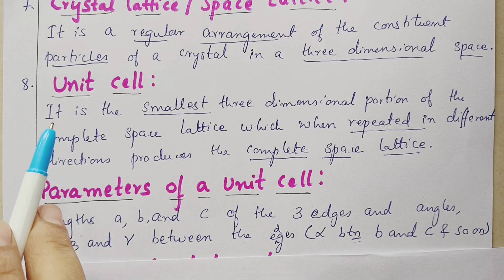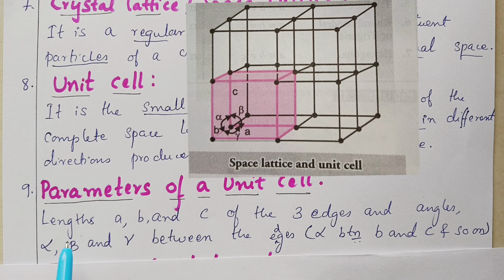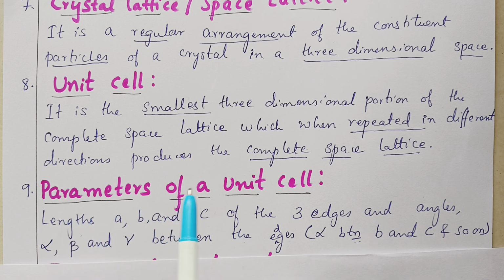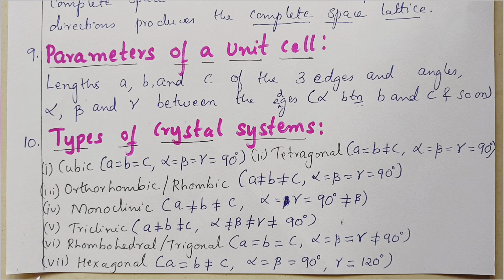What are the parameters of this unit cell? The lengths A, B and C of the three edges and the angles alpha, beta and gamma between these edges. That means, for example, alpha is the angle between edges B and C and so on. So these are the important parameters of a unit cell. Depending upon these unit cell parameters, we have totally 7 crystal systems.